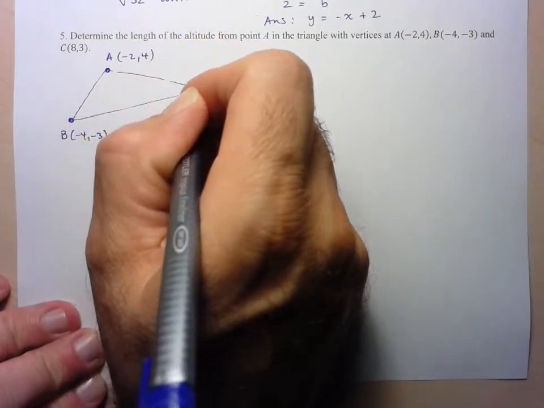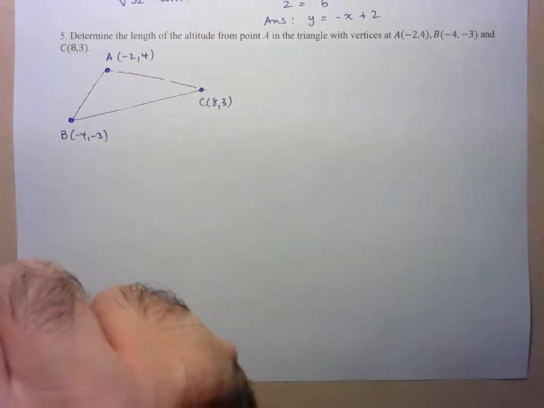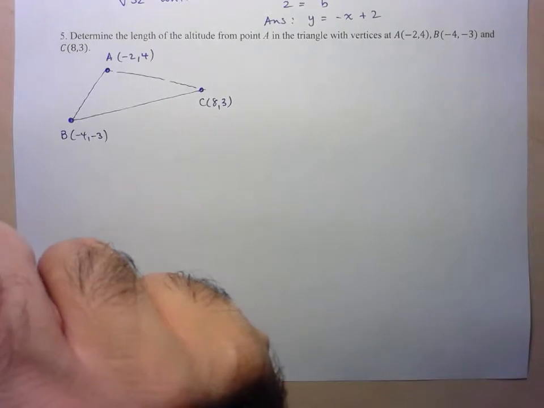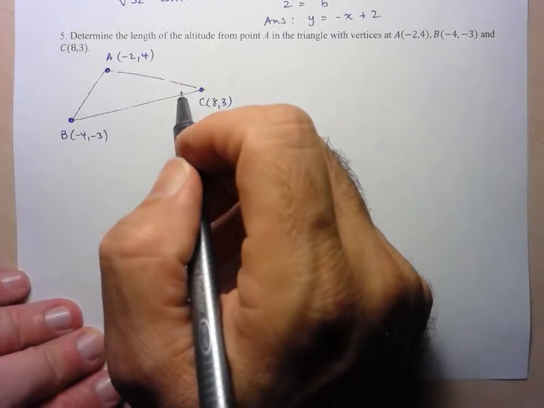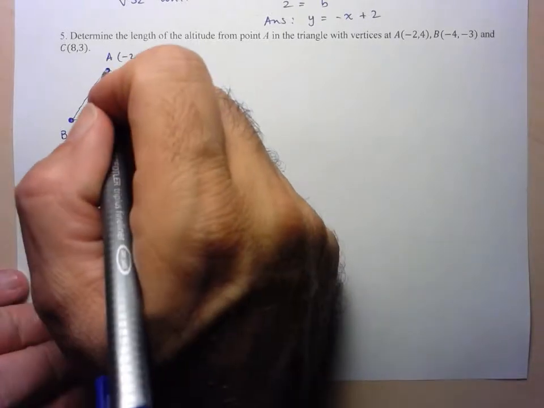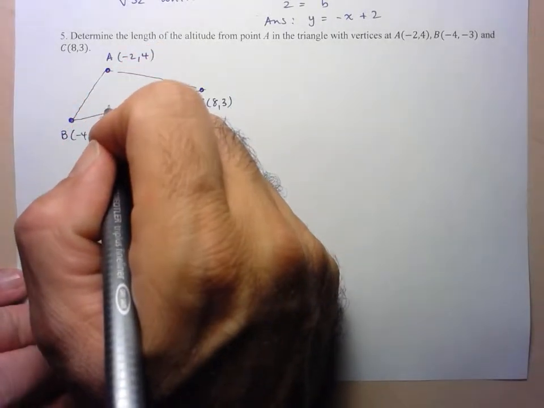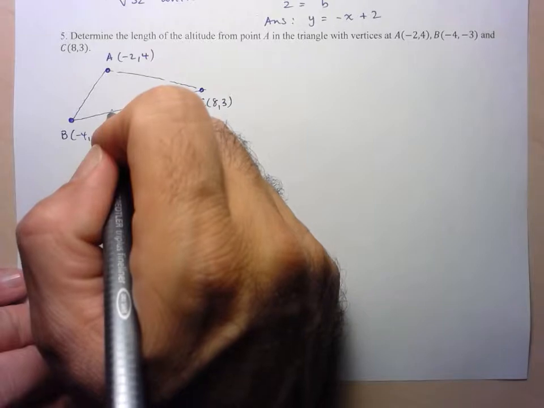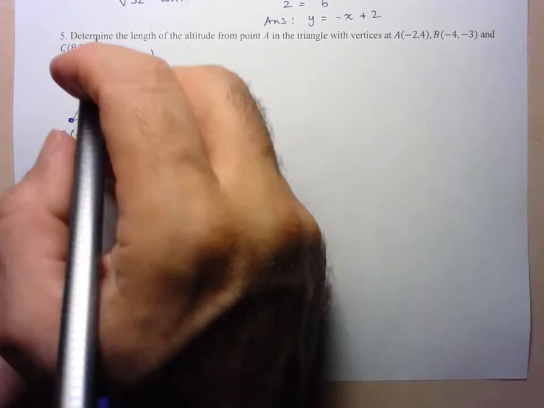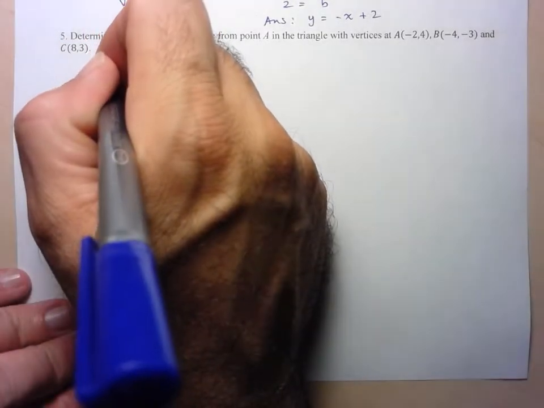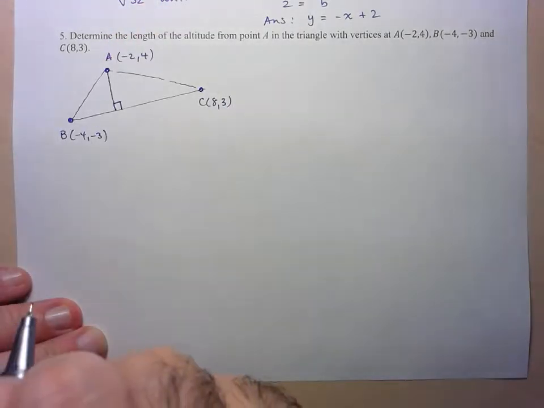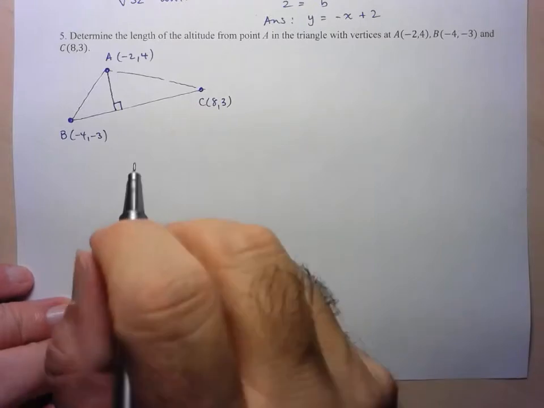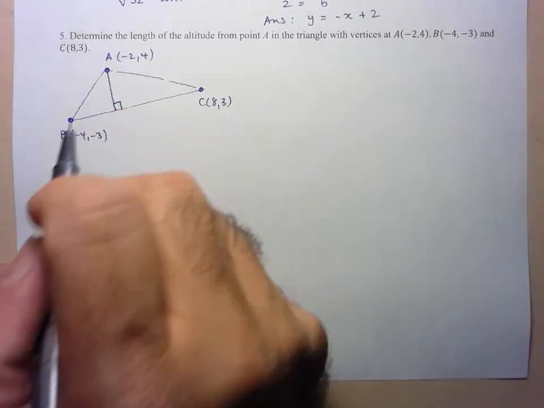In fact, it's the same one as the last example, except in this one I'm looking for the altitude that starts from point A. The way we define the altitude is it's the line segment that goes from a vertex to the opposite side, except it doesn't necessarily go to the midpoint of the opposite side. It has to hit the opposite side at a right angle. So what I'm looking for is the length of this line segment.